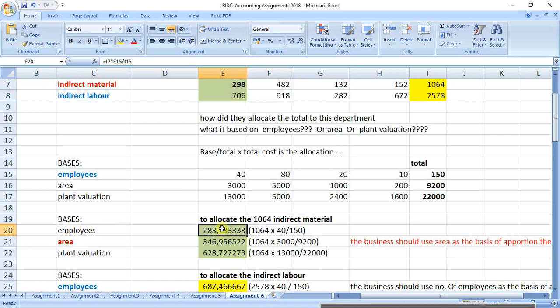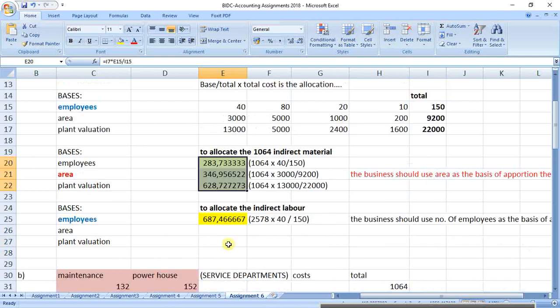I did the allocation for the machinery according to employees, and then I get 283. I did it according to area, I got 346. And I did it according to plant valuation, I got 628. Okay, you can see that all three are different. So that means if I take 1064 and I allocate that to machinery based on either the employees, the area, or the plant, I'm going to get those. That's different to what they gave you, which is 298.